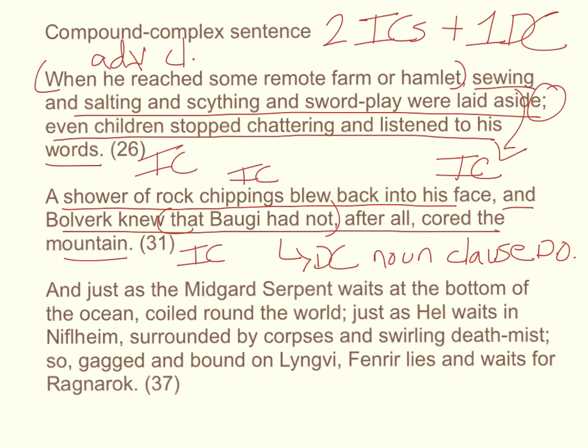And last, and just as the Midgard serpent waits at the bottom of the ocean coiled round the world, just as hell waits in Niflheim surrounded by corpses and swirling death mist, so gagged and bound on Lyngvi, Fenrir lies and waits for Ragnarok. So we have dependent clause here, dependent clause here, and then we have independent clause here. So where's the other independent clause? So this one is not compound complex, is it?